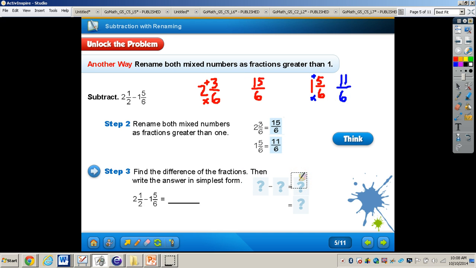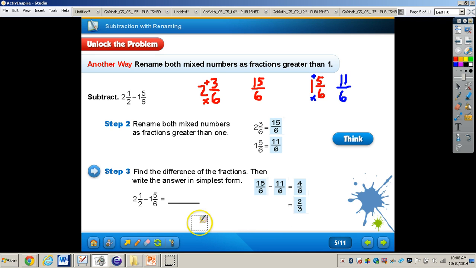Okay, so what we do now, we can start working this out. 15/6 minus 11/6. You can see here, 15 minus 11. Now that will work. Okay, gives us 4. The denominator stays the same, 4/6. Okay, we need to simplify 4/6 because I know that 2 can go evenly into 4 and 6. Divide both of those by 2, giving me 2/3.